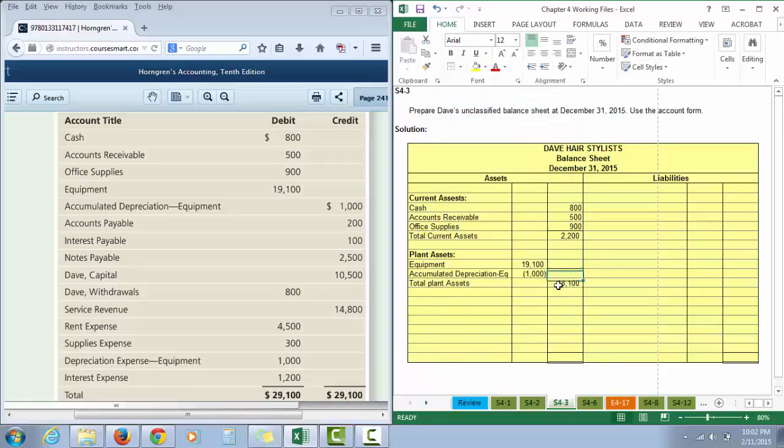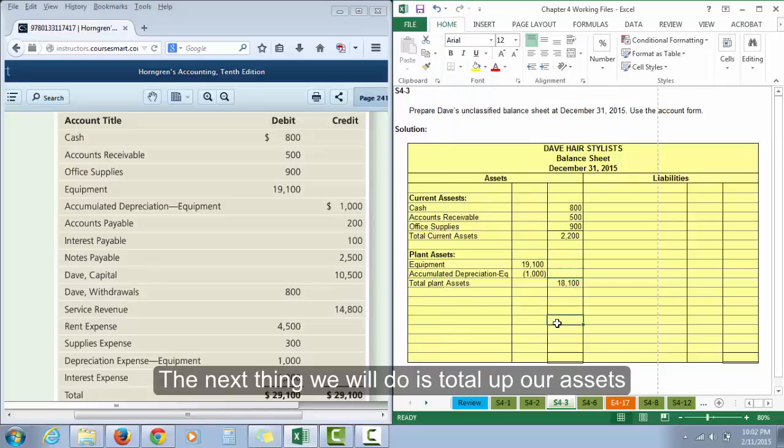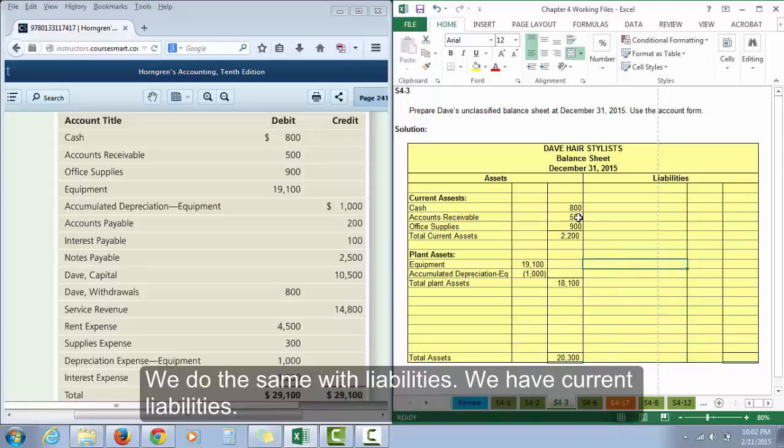All right. So then the next thing we'll do is we'll total up our assets. So we've got total assets. It's going to be the sum of our total plant assets, any long-term assets if we had them, and our current assets. So our total assets are $20,300. All right. So let's do the same thing with liabilities.